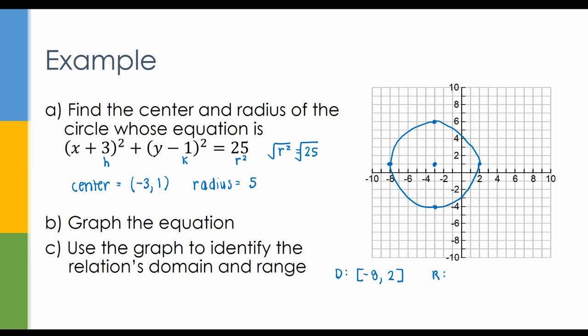My range are the y values. Well, the lowest y value looks like it's negative 4. It's included because it's on the circle, so I want a bracket. Highest value is positive 6. It's on the circle. It's included. We need another bracket.